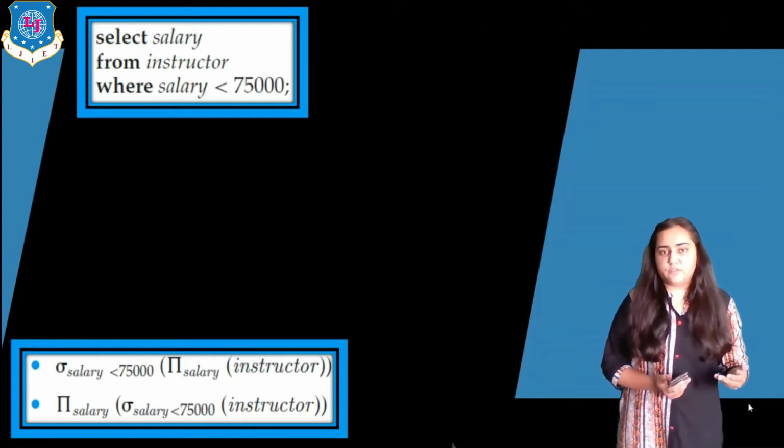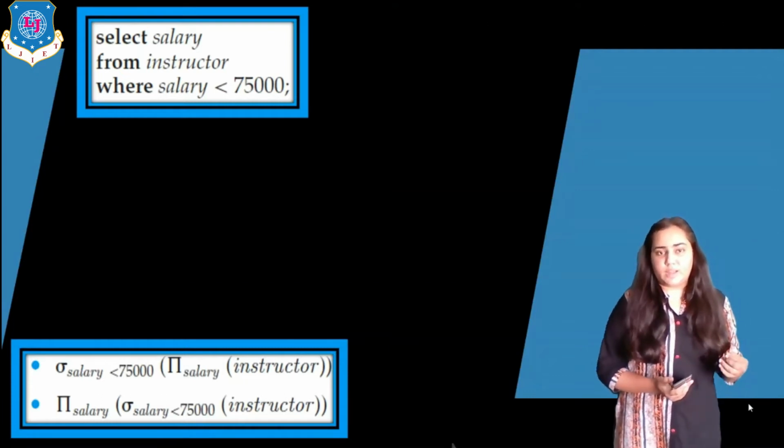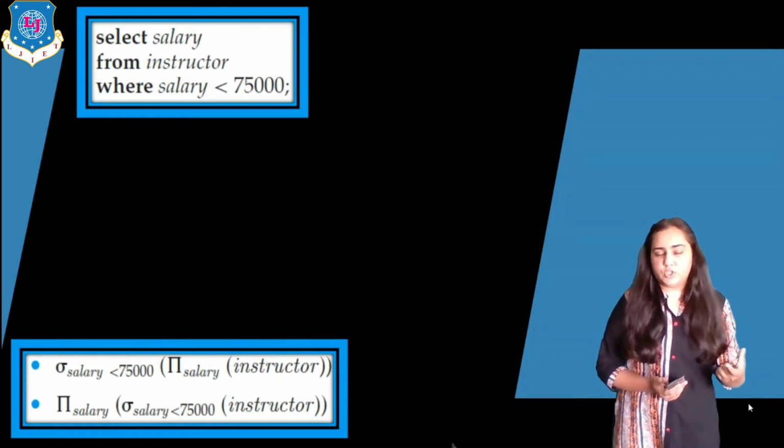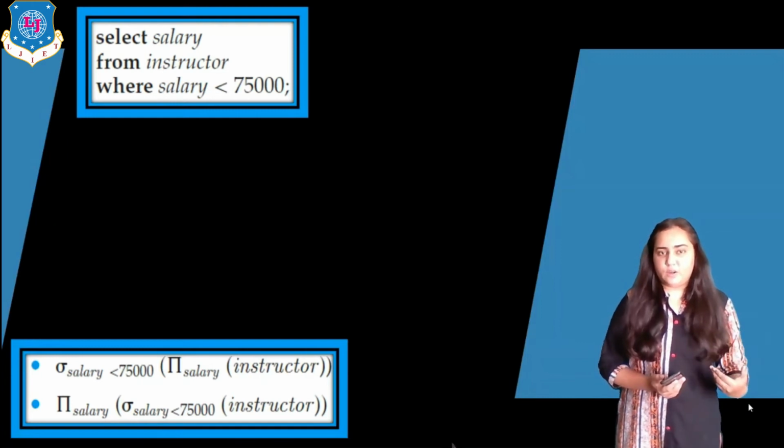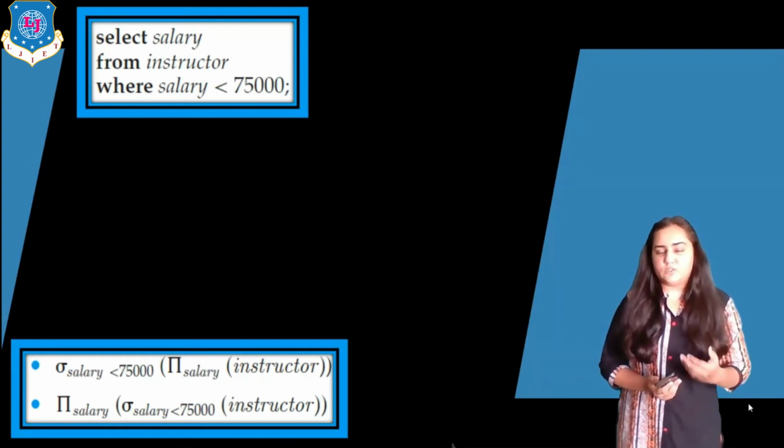I have two choices. The first choice is writing the sigma operation, which eliminates certain rows from my table in this manner. I will write sigma salary less than 75,000. And then in bracket, I will mention pi salary and from the instructor relation. So notice that in the second option, I have interchanged pi and sigma. So I have taken pi first, which means salary column. And after that, I have applied the condition that is sigma on the instructor relation.